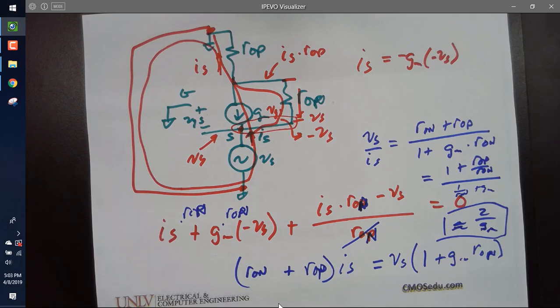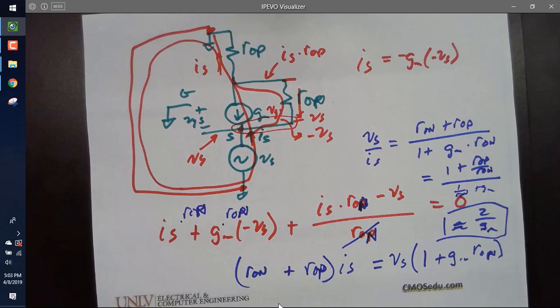Did anybody get 2 over GM? You did? Did you get full credit? Anybody else get 2 over GM? That's not what I would have got, but oh well.